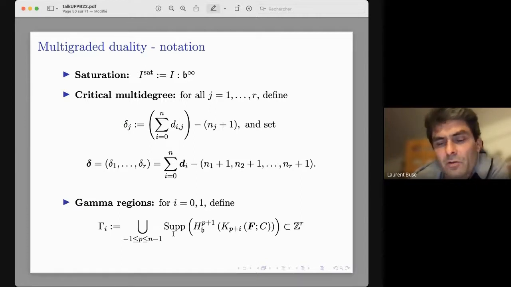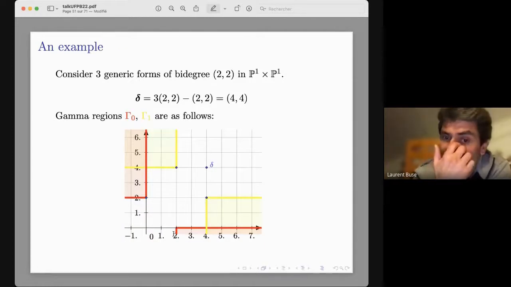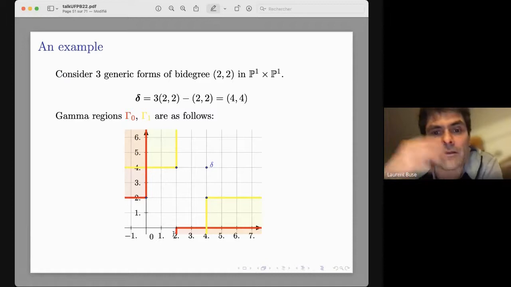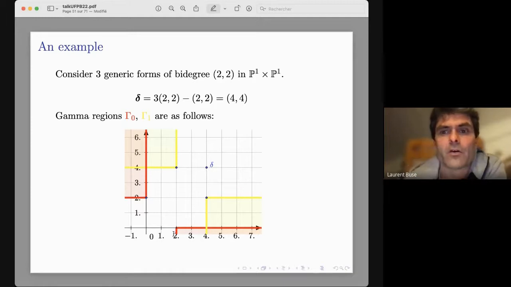But I would like to illustrate it with an example. So let me consider this example to give you a hint of what gamma 0 and gamma 1 are. There are two regions that we need to remove from what we are doing now. Here, for instance, this is the case of three generic forms of bidegree (2,2). So we are over P1 cross P1. We take three bi-quadratic equations in degree (2,2) over P1 cross P1.